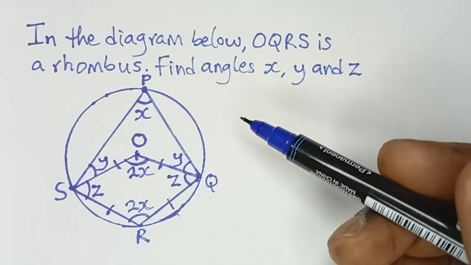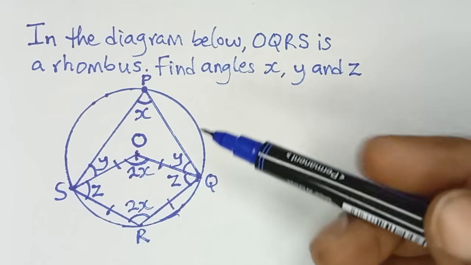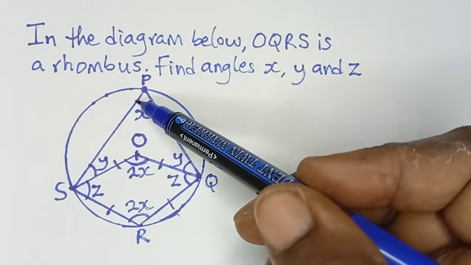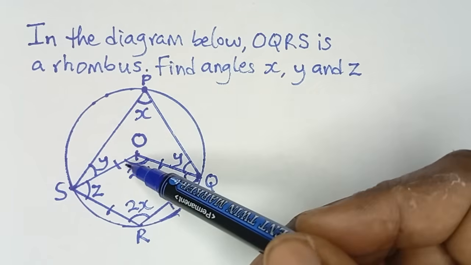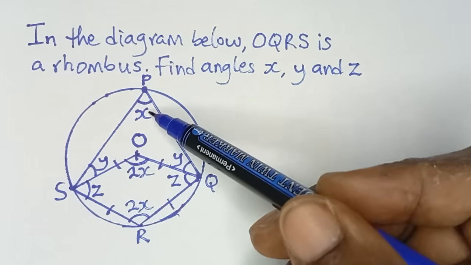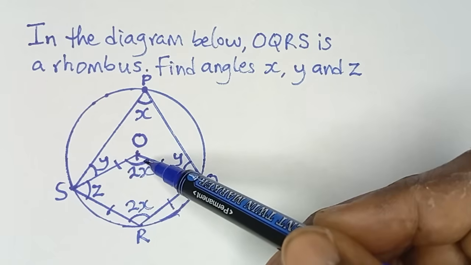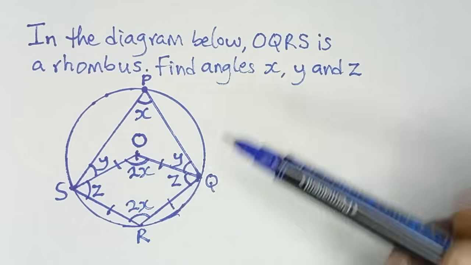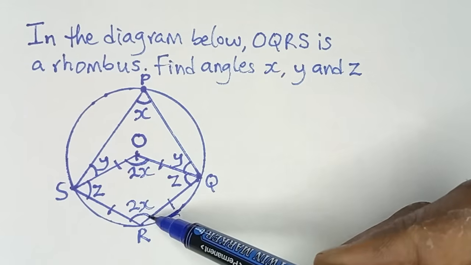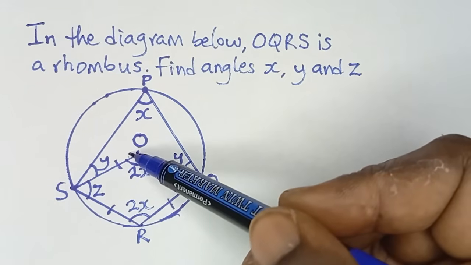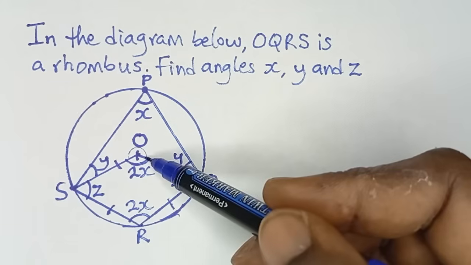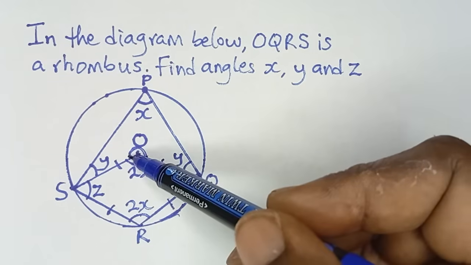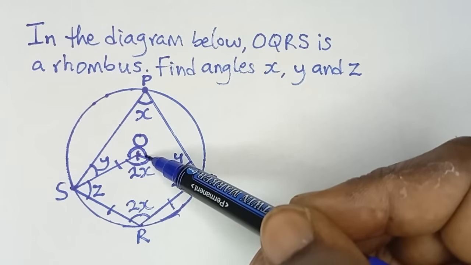Now, the next thing we need to do is to identify the center angle on this side. This x has its center angle on the opposite side of the diagram. So this is x and this is the 2x at its center. Similarly, this 2x will have its center angle on the other side.